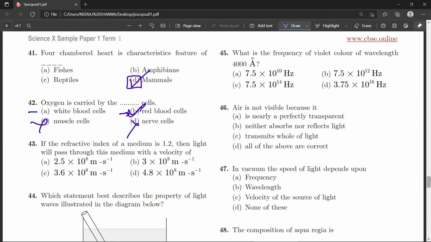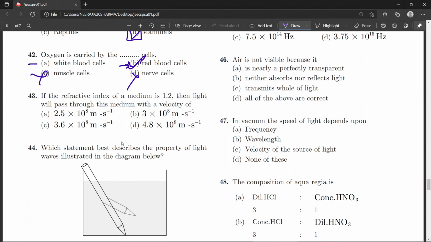Coming to question number 43, which is extremely important from the exam point of view. It says if the refractive index of the medium is 1.2, then the light will pass through this medium with a velocity of 2.5 into 10 raised to power 8 meter per second, 3 into 10 raised to power 8 meter per second, 3.6 into 10 raised to power 8 meter per second, or 4.8 into 10 raised to power 8 meter per second. So you have to first know the formula of the refractive index, right?